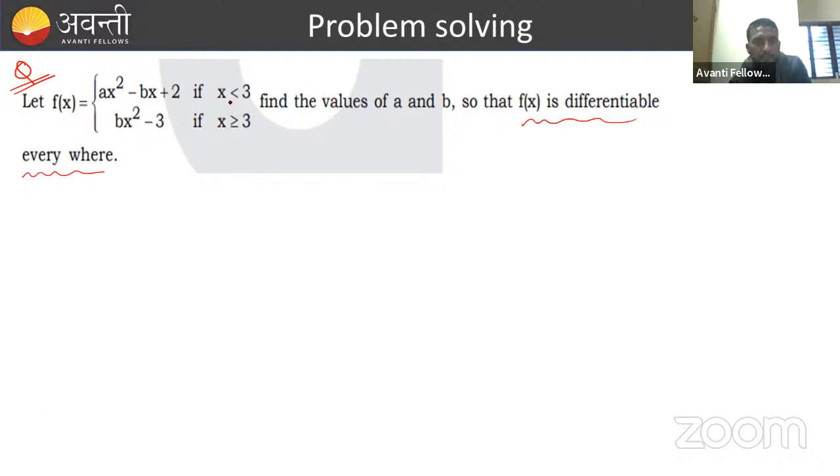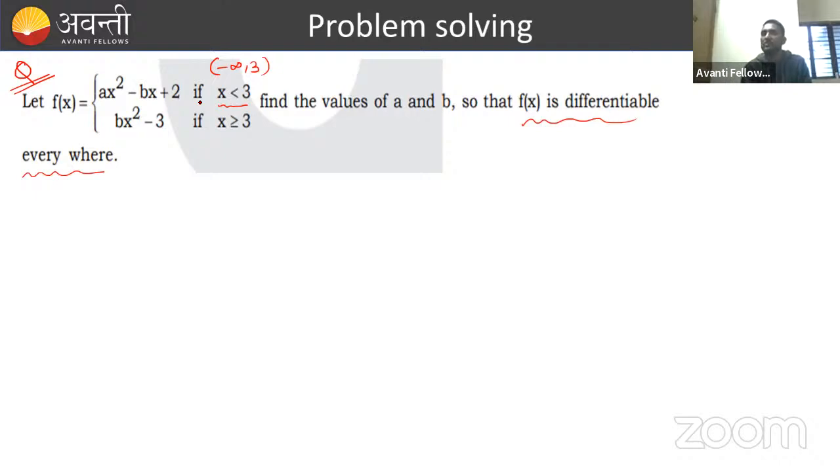So if you check x less than 3, they are talking about minus infinity to 3. In minus infinity to 3, there is a function ax square minus bx plus 2, that is a quadratic polynomial. So from minus infinity to 3 you are very sure that this is a polynomial function, and polynomials are always differentiable at any real number.